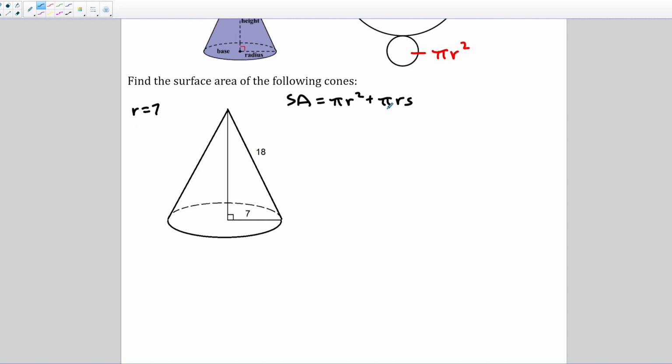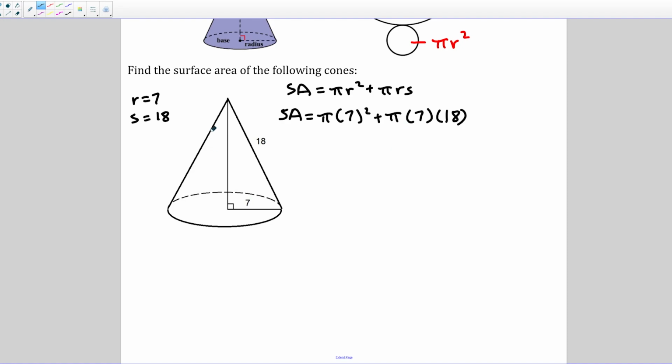And then we're looking for our slant height. So in this case, our slant height is 18. So it's going to be this guy right along the side. So it's really just a matter of us plugging these numbers into our formula. So pi times 7 squared plus pi times 7 times 18. So at this point, if you would like to plug this into your calculator, that would be perfectly fine.